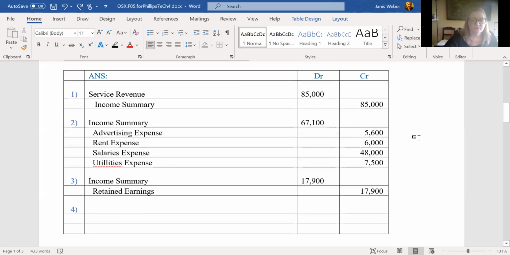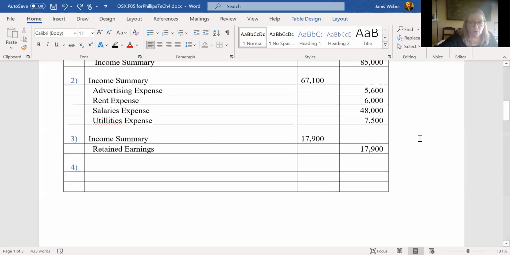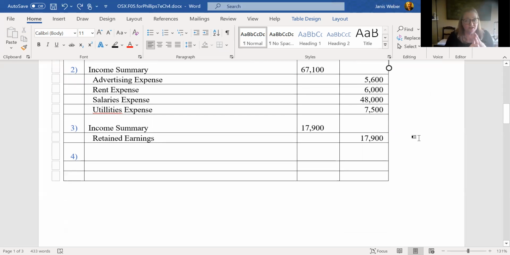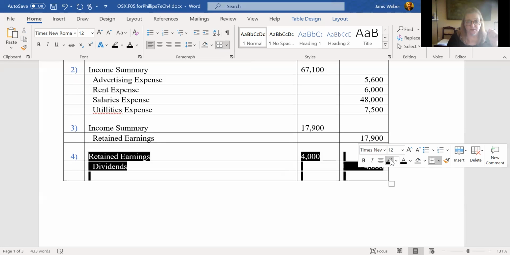3. Okay, and then the last thing we need to do for our closing is to close dividends. Dividends has a $4,000 balance and it's always a debit. Expenses, dividends, and assets all have a debit balance normally. So to close it, we're going to credit dividends and we're going to go straight to retained earnings with this.